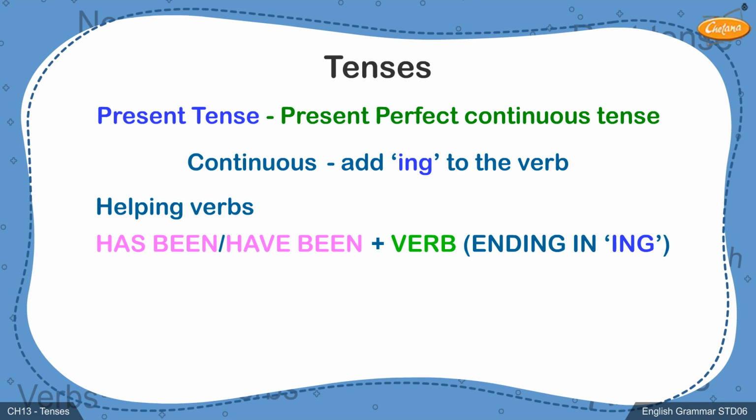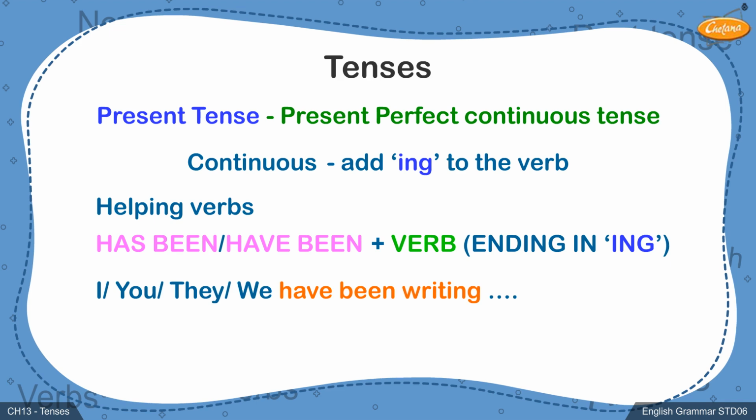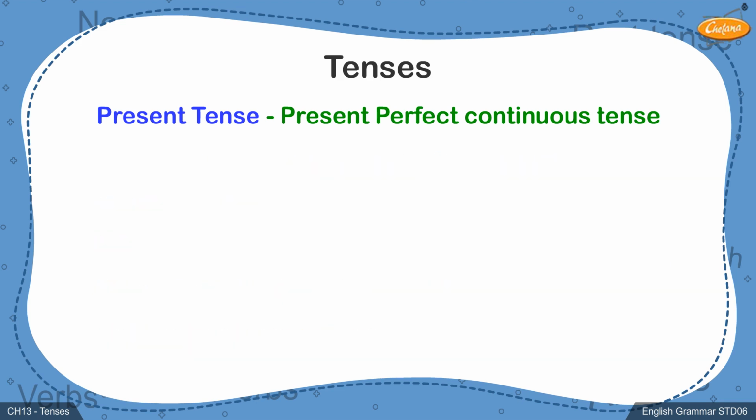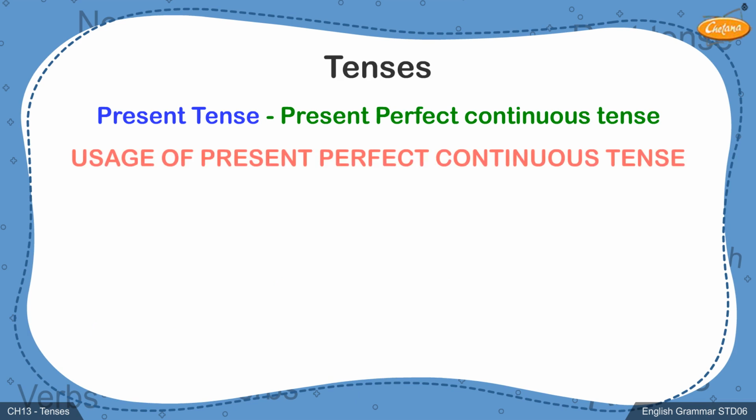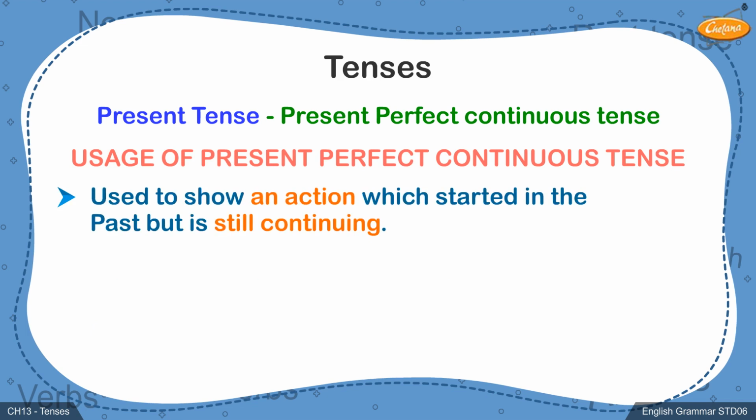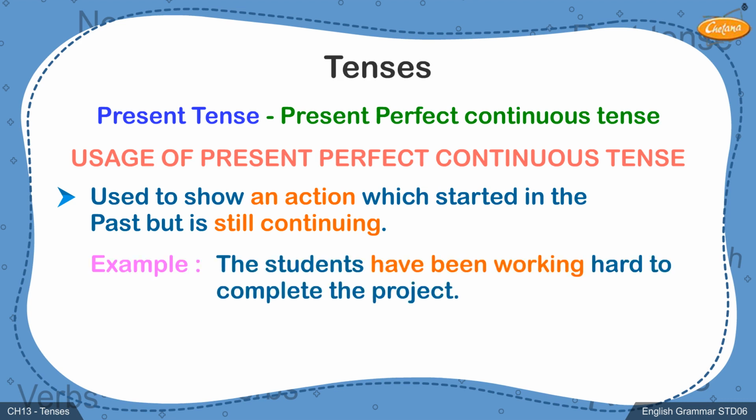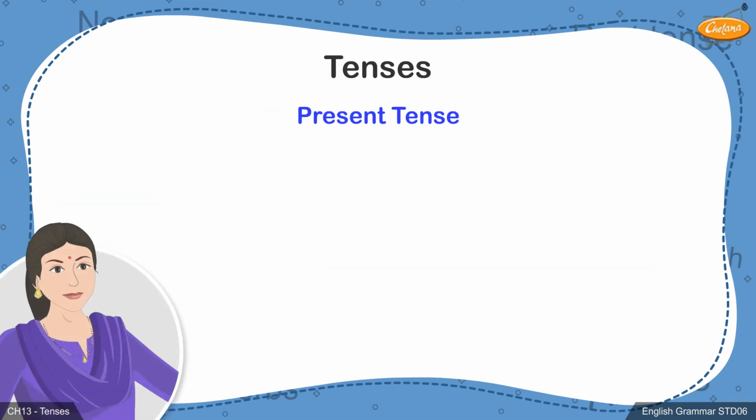been. The verb would therefore be used in the following manner: I or you or they or we have been writing. He or she has been writing. There is only one usage of a present perfect continuous tense verb, and that is to show an action which started in the past but is still continuing. Example, the students have been working hard to complete the project.